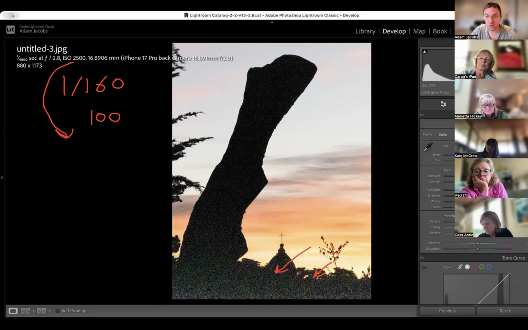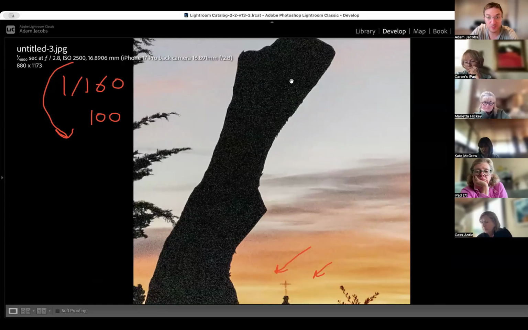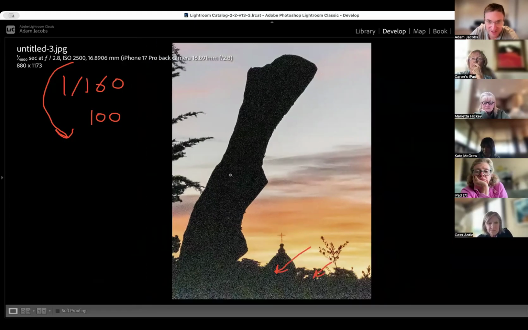This whole picture is all about the sunset. I want the colors to look like this, right? But you can see what I talked about before. Noise lives predominantly in the shadows. You see it in the sky, but you really see it in this. Is this a tree trunk, Marietta? Is that what that is? Yeah, stump of a tree.